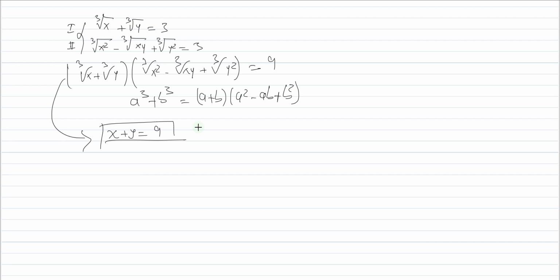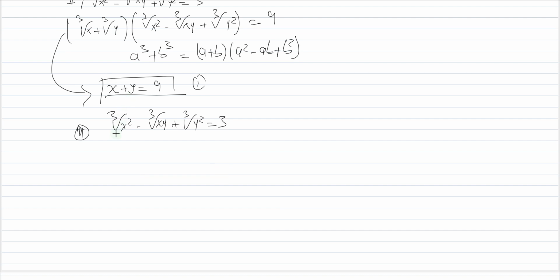So let's say this is equation 1. Now let's pick the second one. I can square this one and then take what is left, but let me complete the square. It's going to be easy. This is the cubic root of x squared minus the cubic root of xy plus the cubic root of y squared, and this is equal to 3.